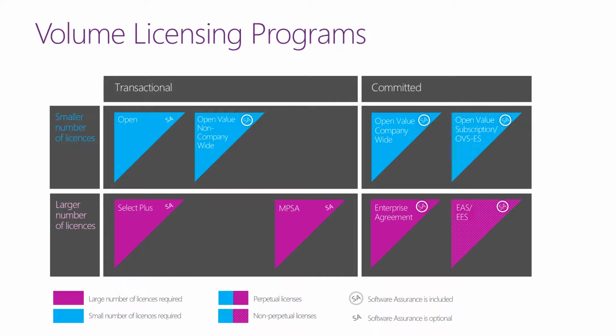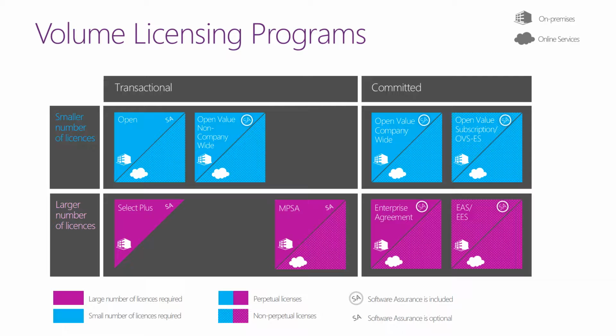All of the products purchased through these agreements have traditionally been installed on hardware on the customer's premises, owned and managed by them. Now, something that's happened relatively recently is that customers can now buy online services through the majority of these agreements as well. And you can see these subscription licenses added to all of the programs apart from Select Plus. These customers could buy online services through another agreement, the Microsoft Online Subscription Agreement, or MOSA.